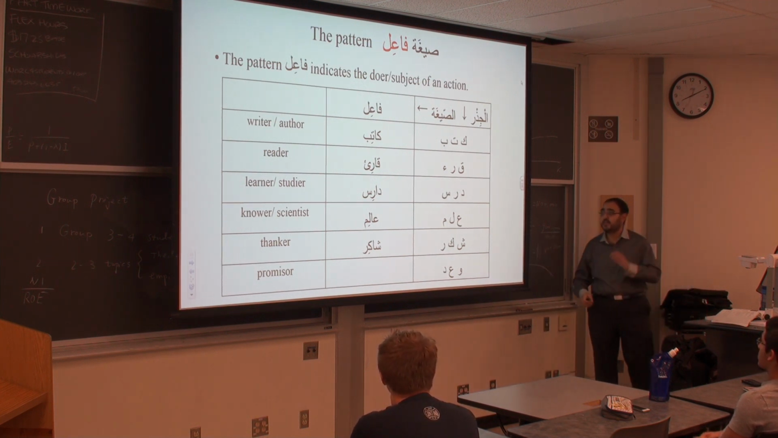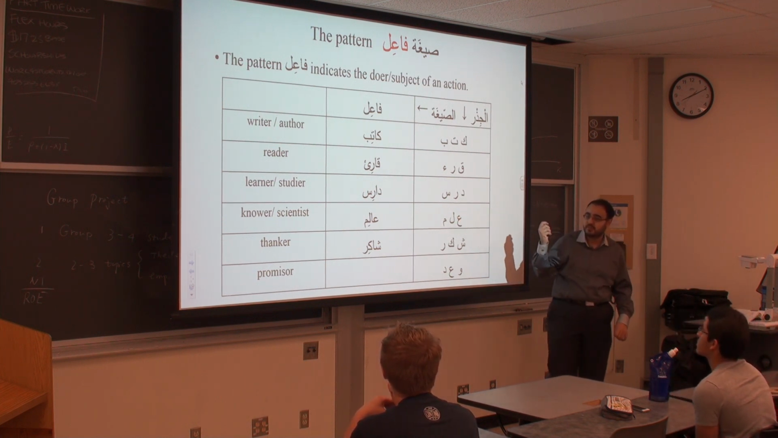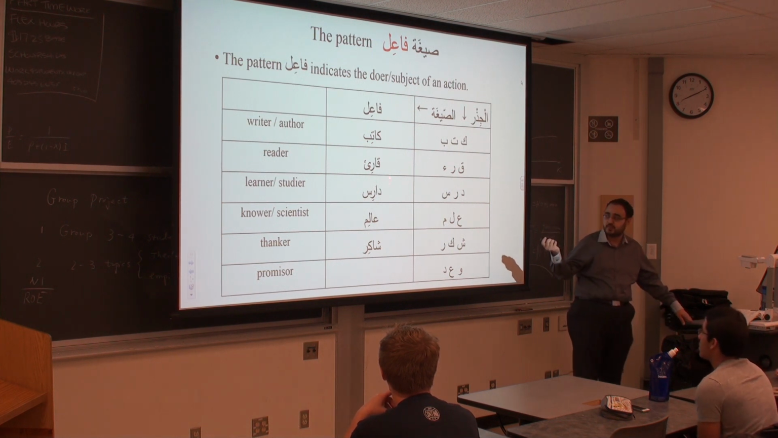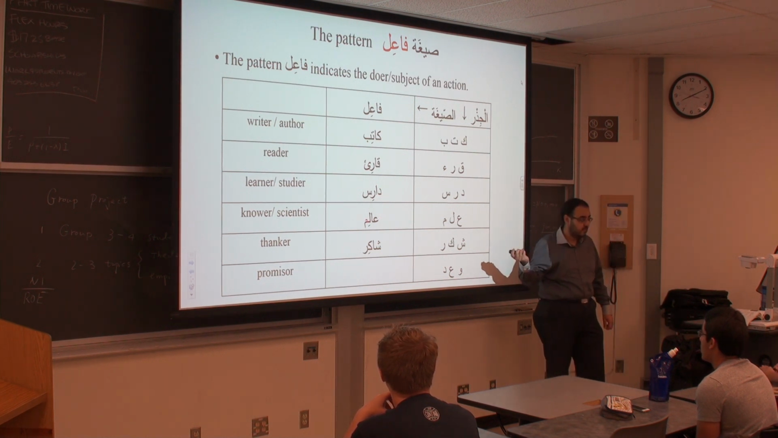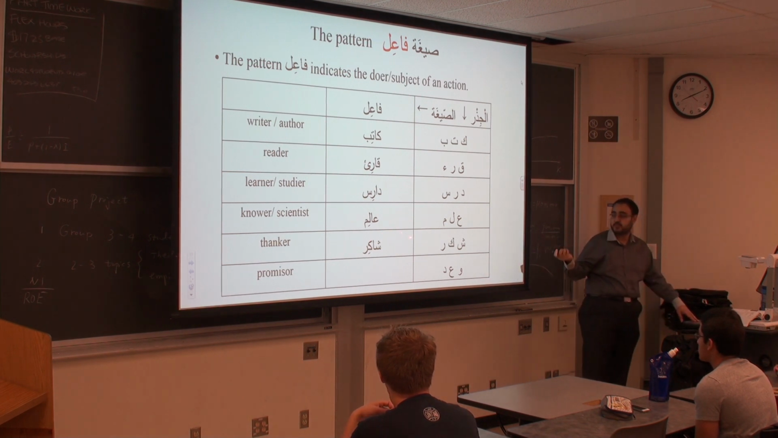So let's review the pattern فاعل. Ryan, can you read the first word, please? كاتب, ممتاز. Muhammad, next one. قارئ. Okay. دارس. Okay. Beatty. عالم. Okay. حفصة. شاكر. And Sophia, can you guess this one?